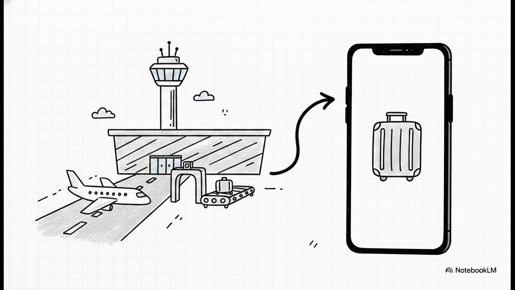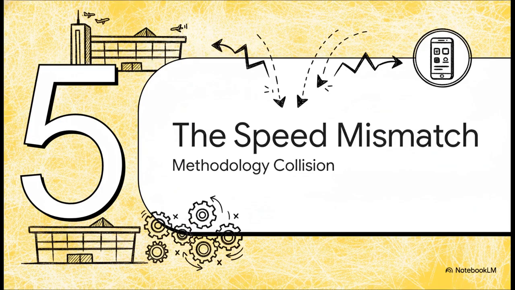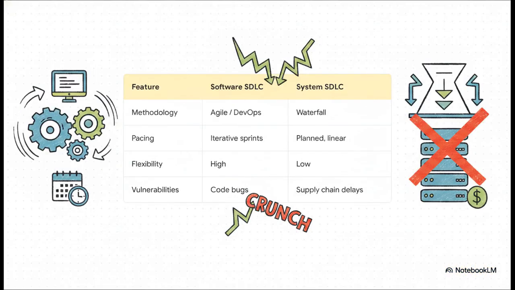Let's look at Section 5, Navigating the Speed Mismatch. As you can see, there's an inherent friction between these two processes. Software teams today heavily favor agile or DevOps methodologies, right? They work in these rapid, 2-week iterative sprints. Because it's highly flexible, you can easily change a line of code. But system teams, they often must rely on a traditional, slow, highly planned, linear waterfall approach.